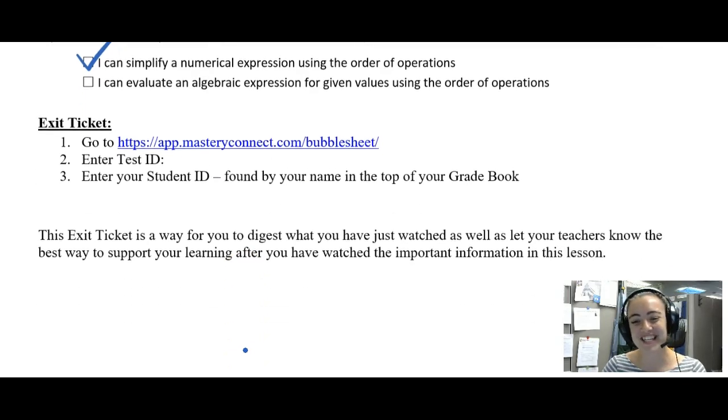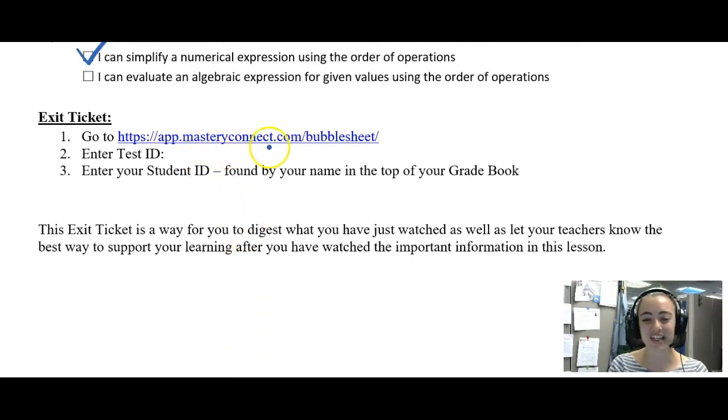Your exit ticket at the end of the video is to go to masteryconnect.com/bubblesheet, enter the test ID that will be on your note sheet, enter your student ID, found at the top of your gradebook, and then answer the questions. Remember, this video replaced the instruction in your lesson and the practice problems, because you practiced those 3 main problems there, the biggest problems from today's lesson. So in Connexus, just go to the end of the lesson and complete your quick check and you are done with math for the day. I'll see you next lesson.